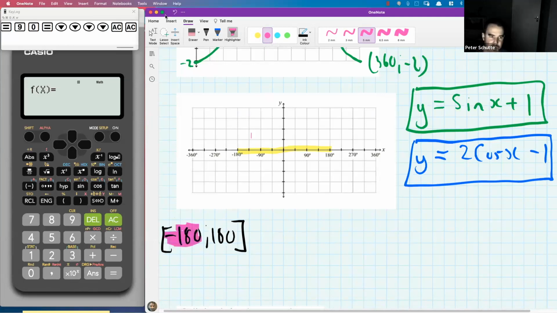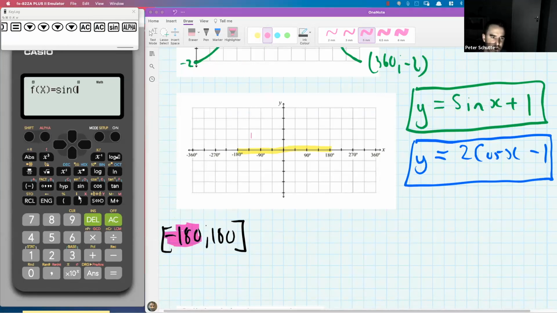But let's just start with the green one. So tell me if this was what you did. I'm going to put in here sine of x. And then did you put a plus 1 like that? I did like that, but the problem was that I didn't close the bracket of the x. That's why. Perfect. That's why I love being live on the internet. It's just so nice.